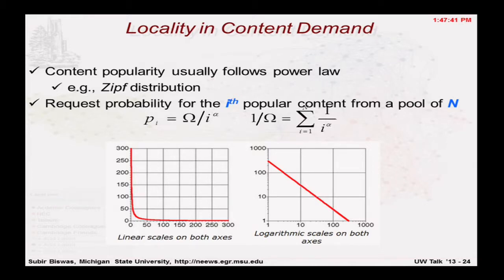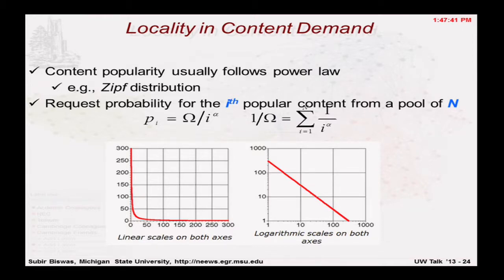Now, the power law distribution that people have used mostly is the Zipf distribution, which is that the probability of having a request for content i is inversely proportional to i raised to the power alpha, which is generally the Zipf parameter. That is generally less than 1. It has to be less than 1. Typically, 0.7, 0.8, 0.9, depending on the type of contents that we're talking about.